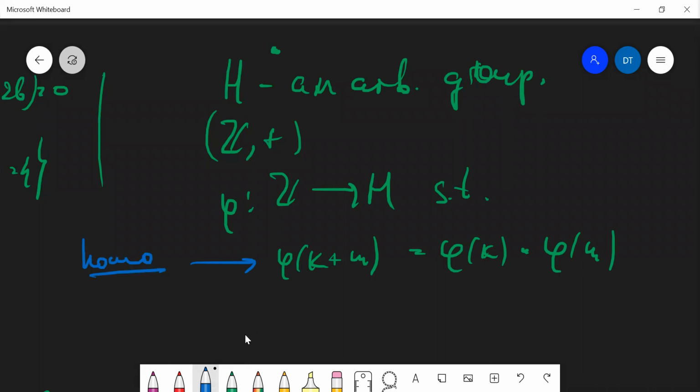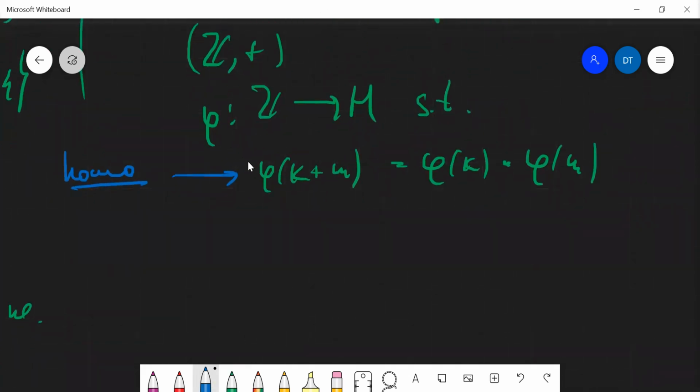We want to find all these maps. You may do it using brute force, just describe all possible maps and then check which of them satisfy this property. But this is a nightmare. Instead, I suggest an explicit procedure. First of all, examples. I want to produce some homomorphisms. So I want to produce a construction.